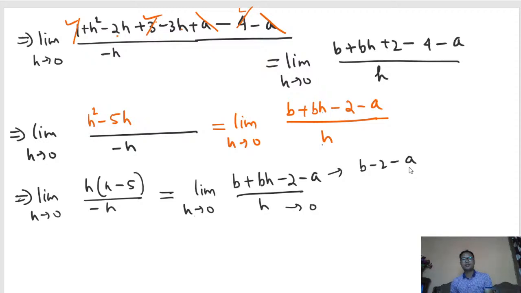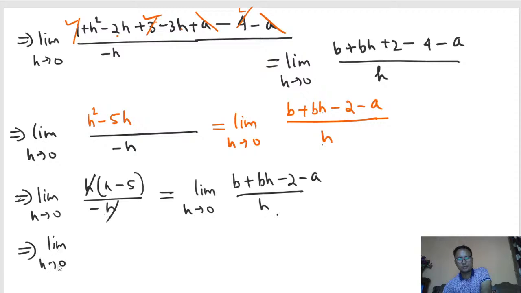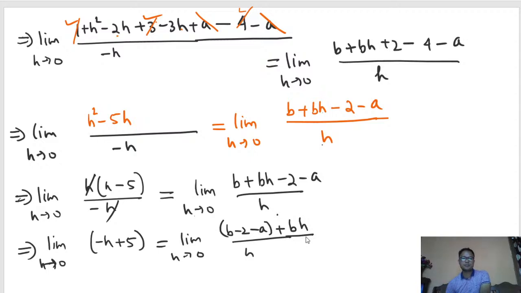The limit must exist, so there is a constraint: the numerator must have the value zero. Now taking the limit as h tends to 0, there is a constant b minus 2 minus a, and then the b into h term. Even with the derivative approach, the value of b is already there. Anyway, we face some problem with the limit value. Let me check it again.